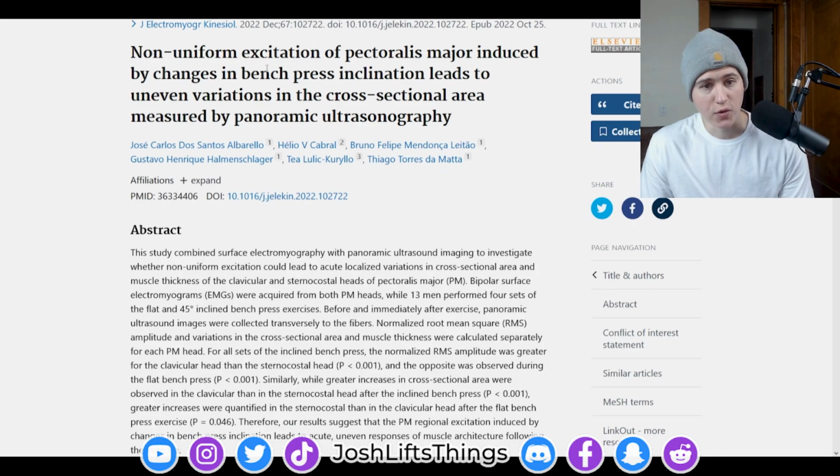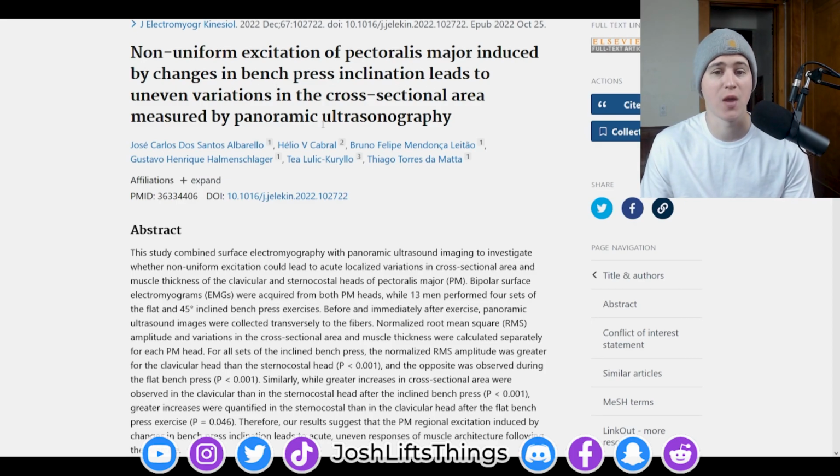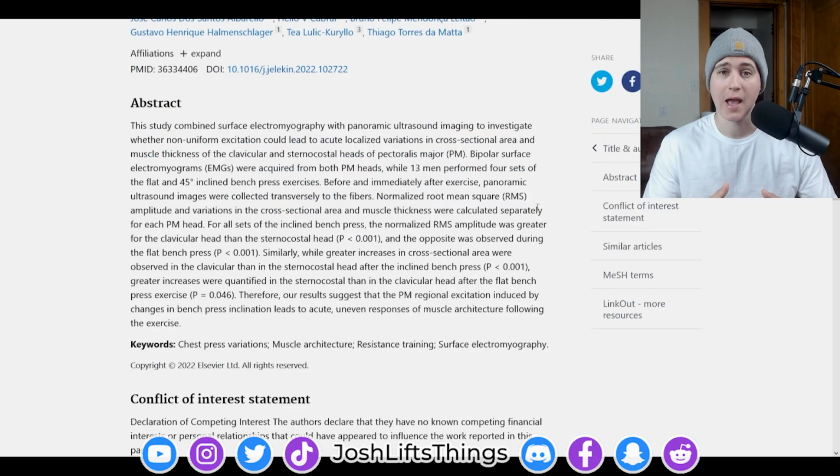Here's one: "Non-uniform excitation of pectoralis major induced by changes in bench press inclination leads to uneven variations in the cross-sectional area measured by panoramic ultrasonography." Essentially, they had people performing flat bench press and then other people performing incline bench press. This resulted in people with the incline bench press having greater development of the clavicular head of their pec major. You can go see my lower chest video for a super big deep dive on chest anatomy and the mechanics of it all, but this makes complete sense.